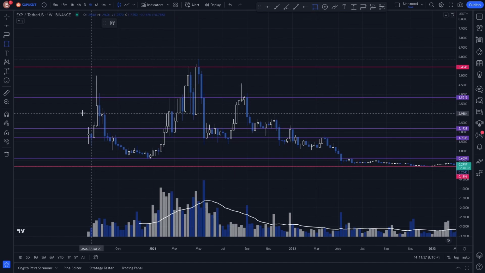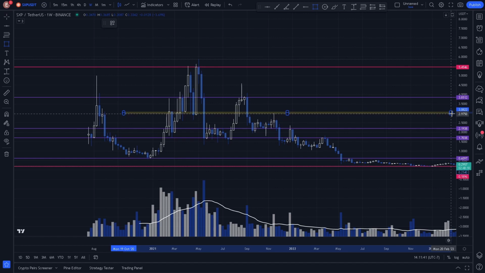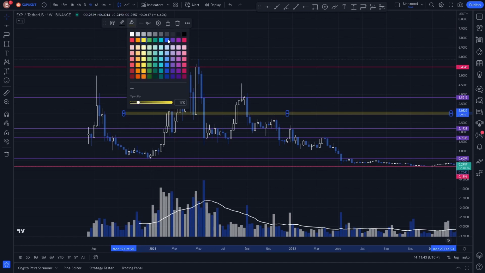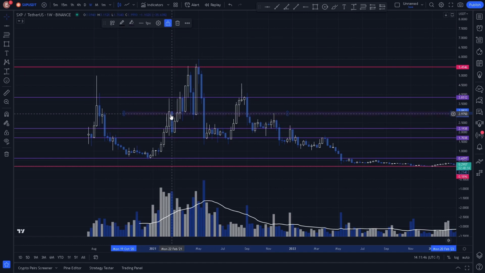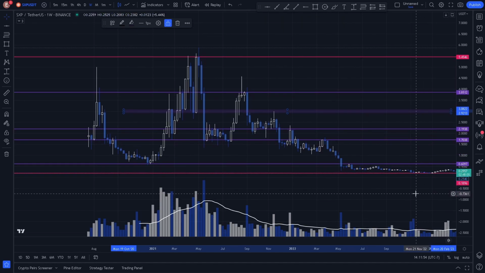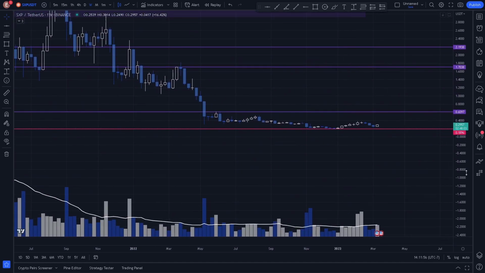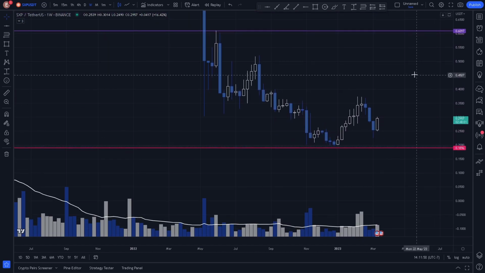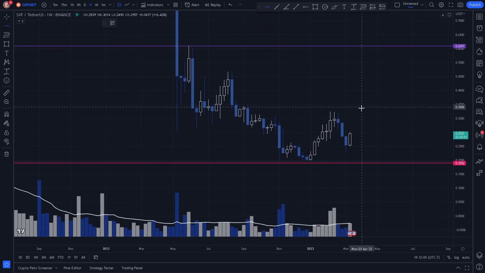Now, we also notice another key level right here. We see multiple reactions acting as resistance and support and resistance over here, making it a very key level. Now, if we go ahead and hop into more recent price action, what can we notice?